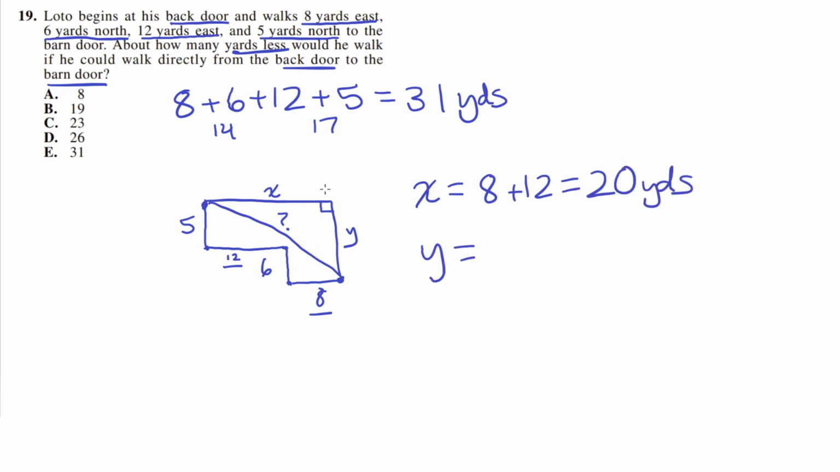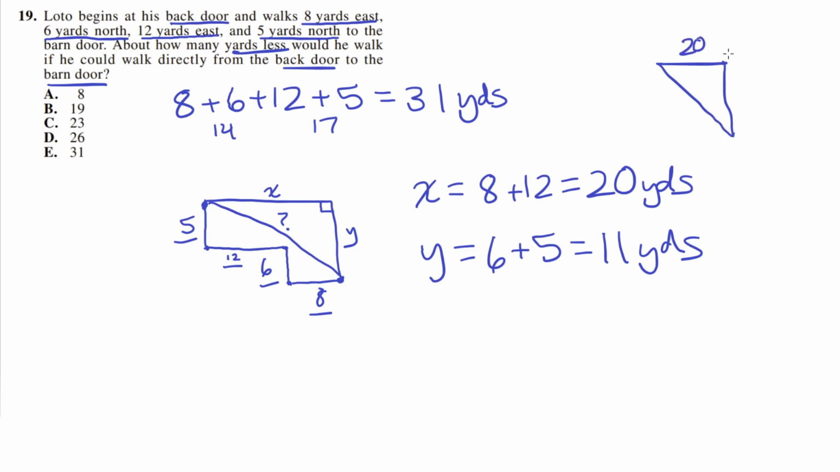And then y is going to be all of the vertical distances. So when he went north, which is 6 and 5. So y is just 6 plus 5, so this is 11 yards. So now we have a completed triangle. So let me draw the triangle here, where x is 20 yards, y is 11 yards, and then let's just find the value of the hypotenuse. That will give us the length of this distance here.